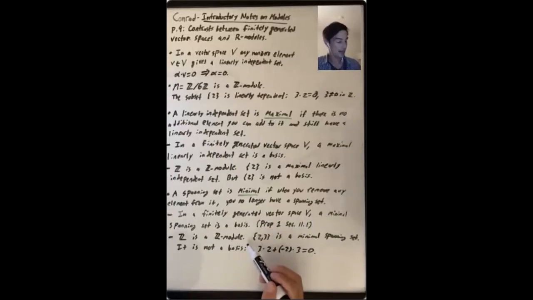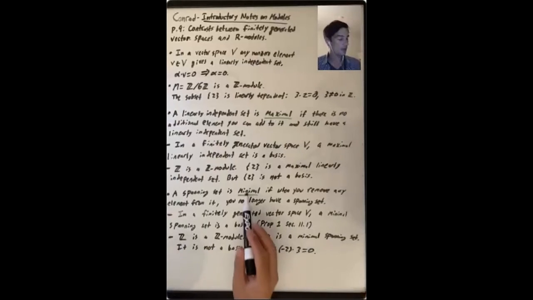Okay, and in the general setting of an R module, this is just not true. Z is a Z module. The set {2, 3} is a minimal spanning set in the sense that the set {2} itself is not a spanning set, and the set {3} itself is not a spanning set. But it's not a basis because this set is linearly dependent. There are relations like 3 times 2 plus negative 2 times 3 equals 0.